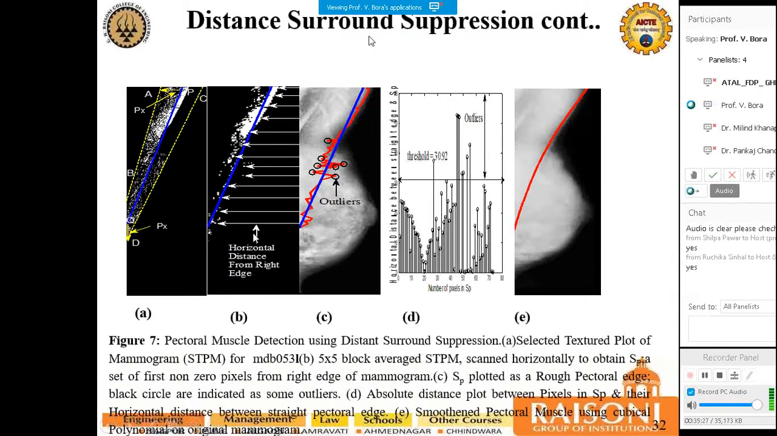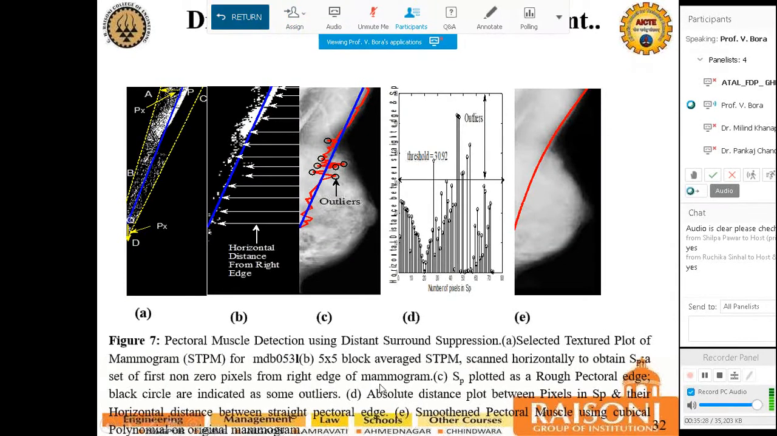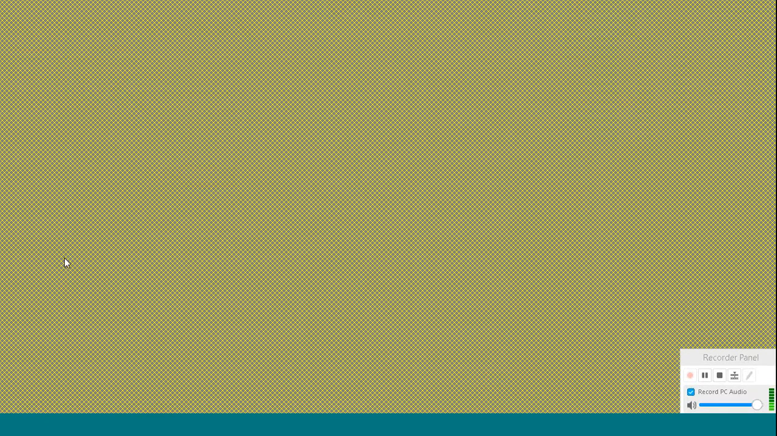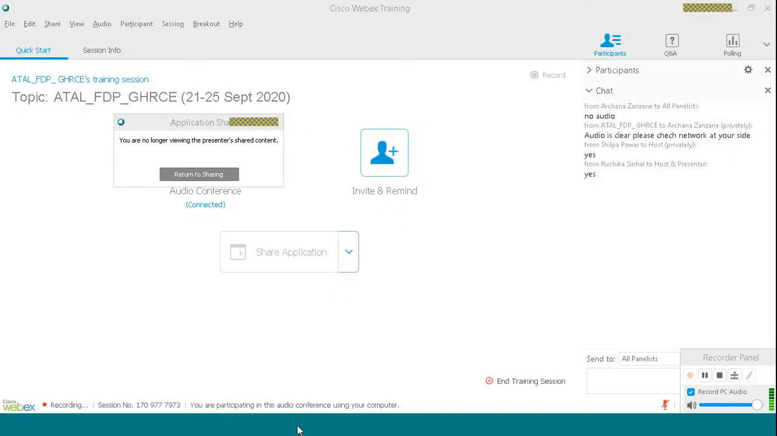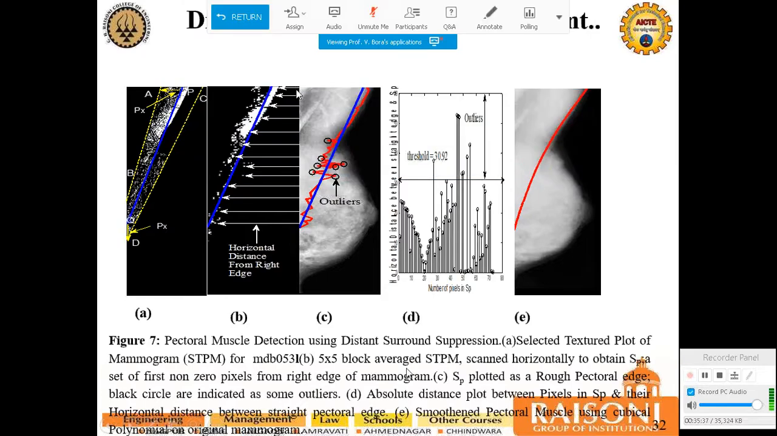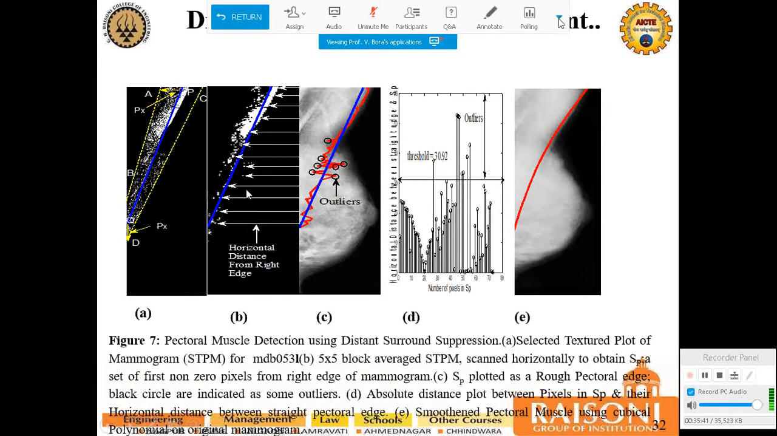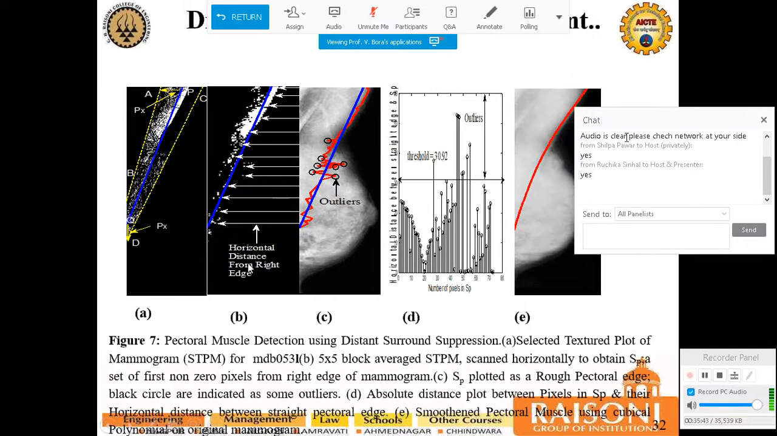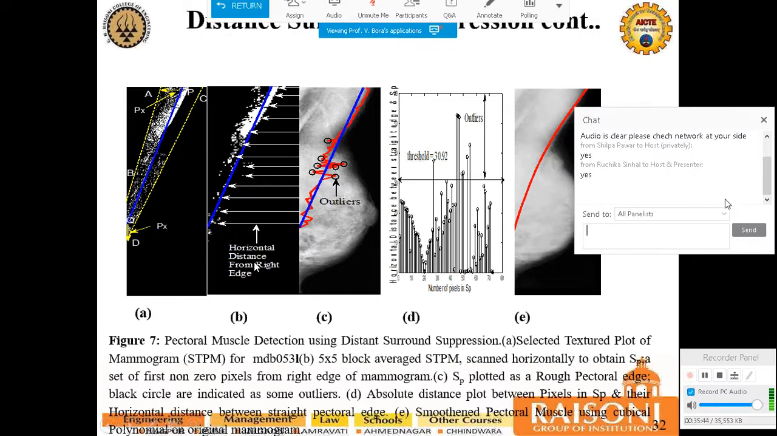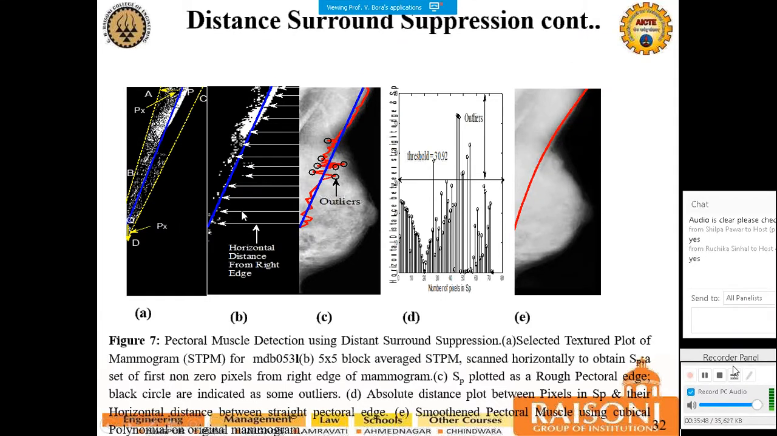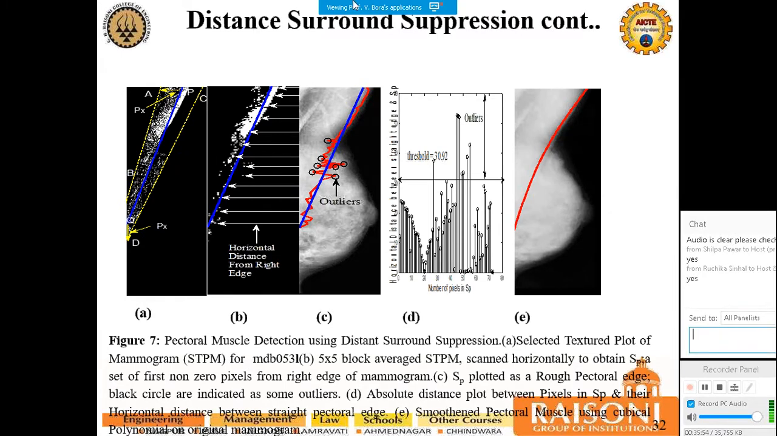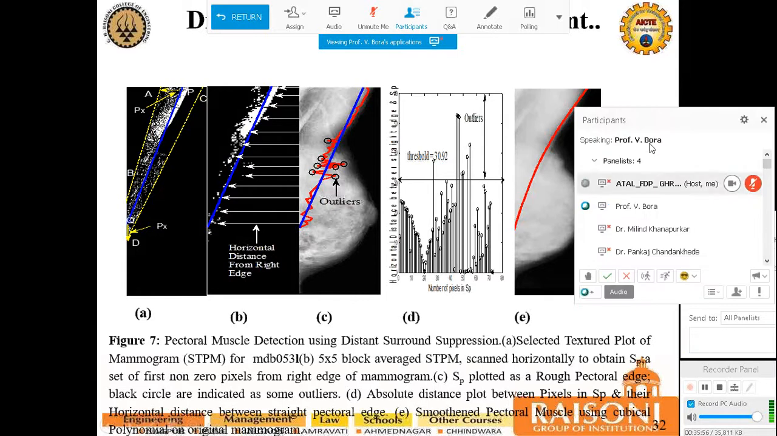Now the next is the distance-based separation technique. From the right corner, we have calculated the first intensity 1. This is calculated from the right side. So this is the horizontal distance from the right edge. We have calculated this because this is a heuristic approach. We have developed this based on what radiologists actually do. So we developed it as an algorithm, and then this was calculated here. So this was the horizontal distance from the right edge.